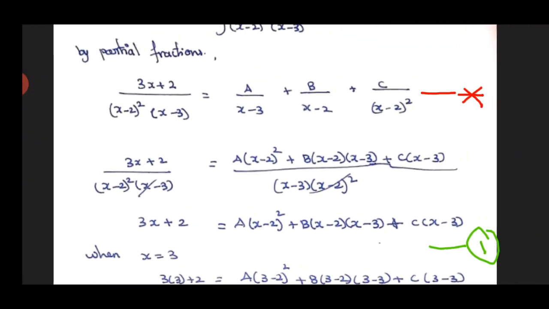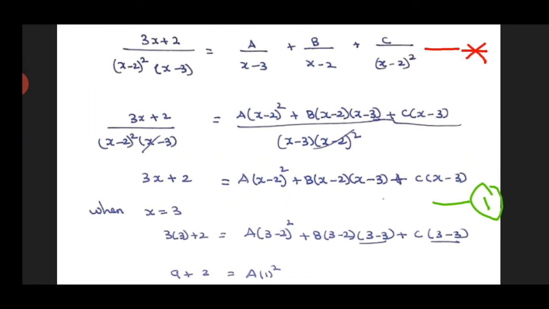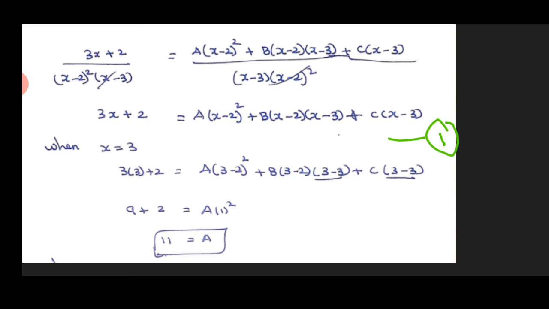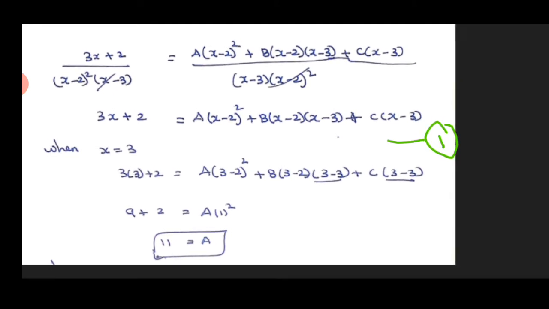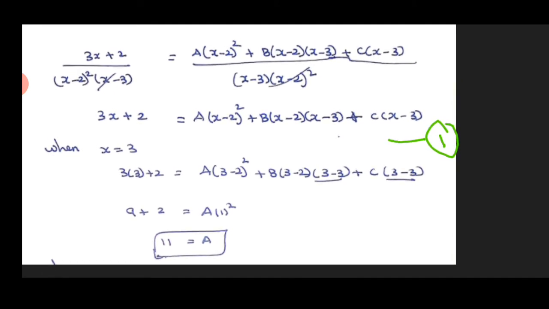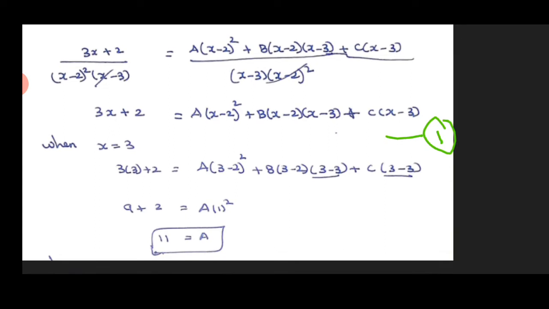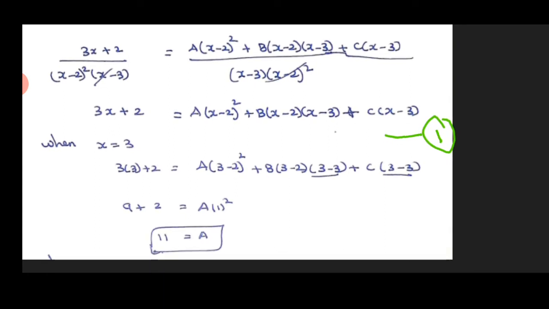So below the red color thing you can see the step. So this is the LCM. Now we have a common denominator that will be cancelled, so we get only the numerators as equation. So 3x plus 2 equal to a of x minus 2 the whole square plus b of x minus 2 into x minus 3 plus c of x minus 3. And this I mark it as green color. So using this equation only we are going to find a, b, c values, right?